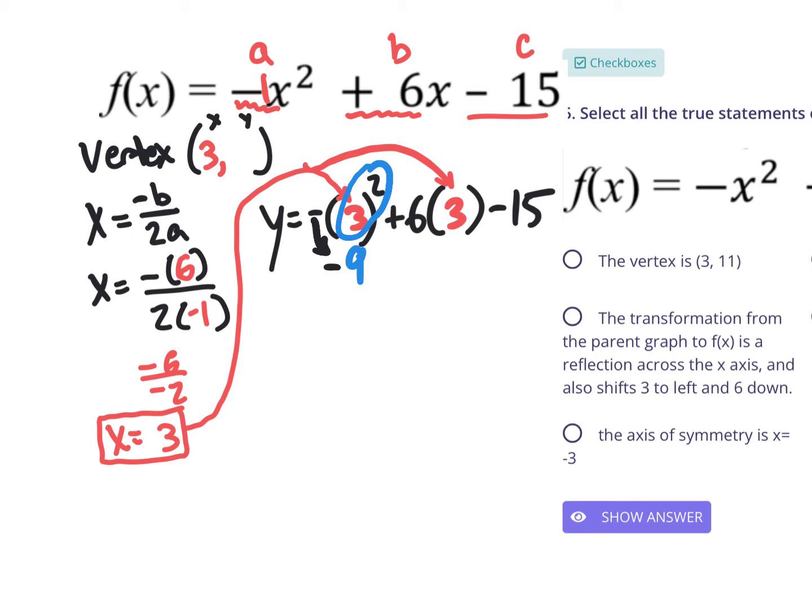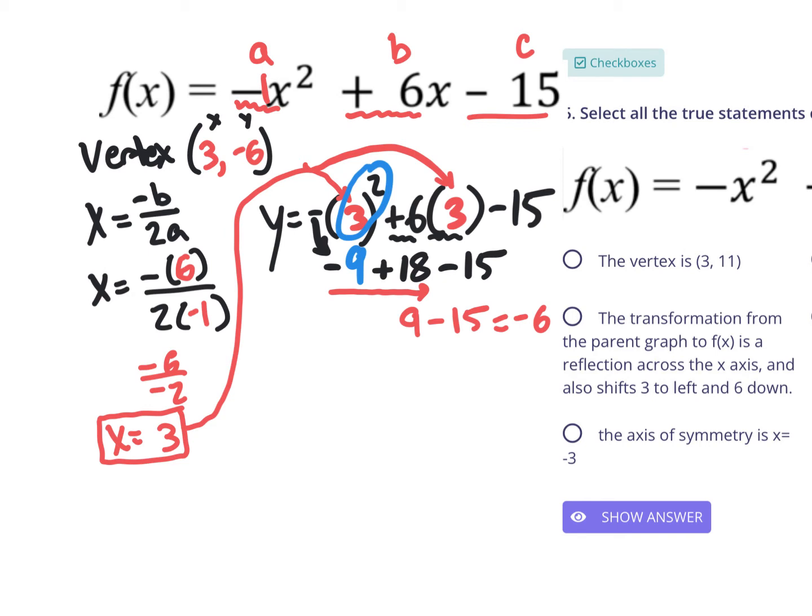And over here, the 6 times 3, that is 18. And it's positive, put a plus sign in front of it. And the minus 15 at the very end, you just bring it down. And now we have these 3 numbers that we need to add and subtract. So from left to right, negative 9 plus 18, that is a positive 9. Positive 9, take away 15, that is a negative 6. So the vertex y value is negative 6.